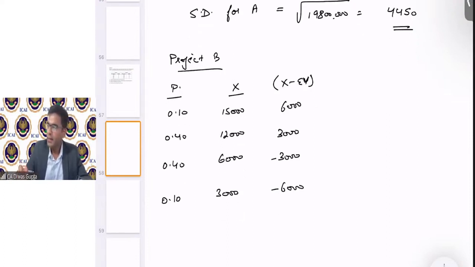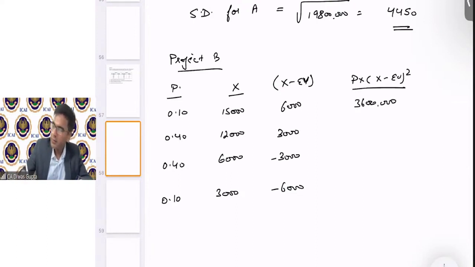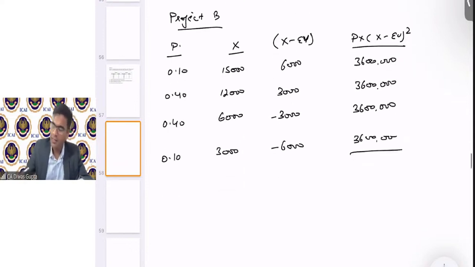Okay. Then we will multiply with (x minus EV) raised to the power square. Correct? So this will be 36 lakhs, again 36 lakhs, basis the calculation, then again I think 36 lakhs. For all the four observations, it is coming out to be 36 lakhs by coincidence, and the total is 1 crore 44 lakhs.